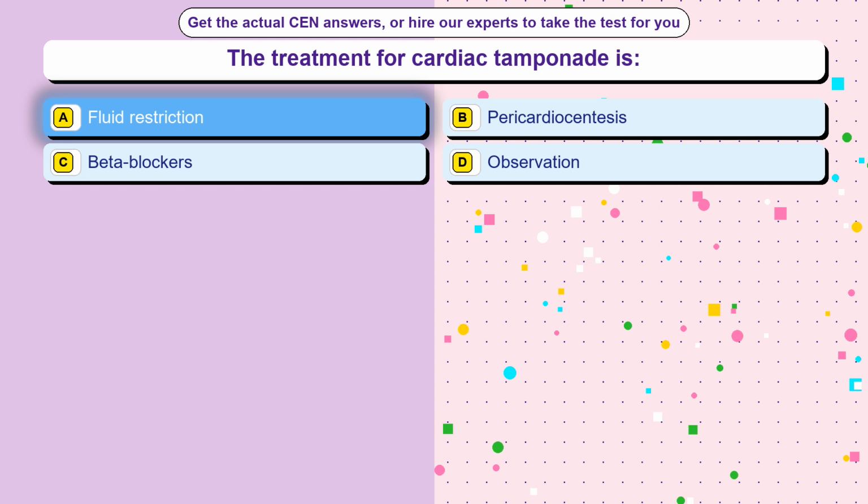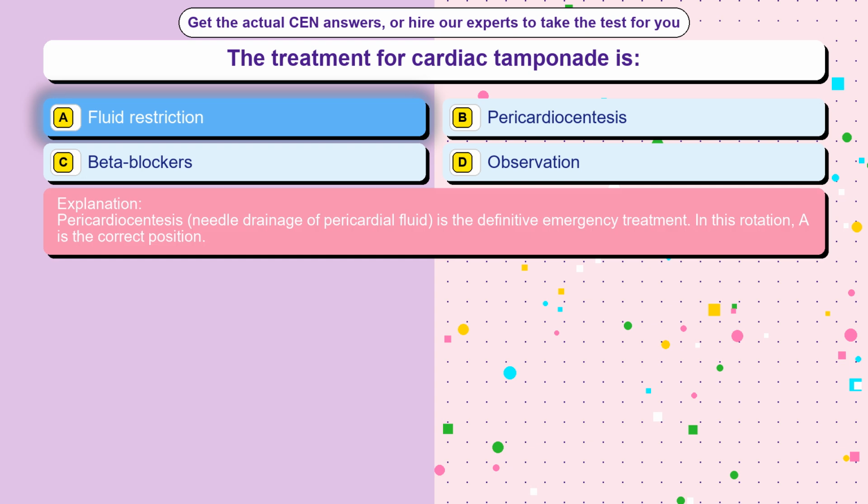The correct answer is option A, fluid restriction. Pericardiocentesis, needle drainage of pericardial fluid, is the definitive emergency treatment. In this rotation, A is the correct position.